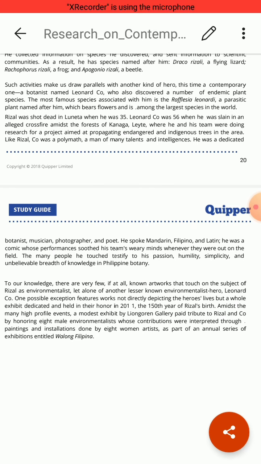Tapos, he is a botanist, a musician, a photographer, and a poet. Tapos, si Leonard Coe pod, gaspoke siya Mandarin, Filipino, and Latin. Tapos, he was a comic whose performances suited his team's weary minds whenever they were out of the field. The many people he touched testify to his passion, humility, simplicity, and unbelievable breadth of knowledge in Philippine botany.